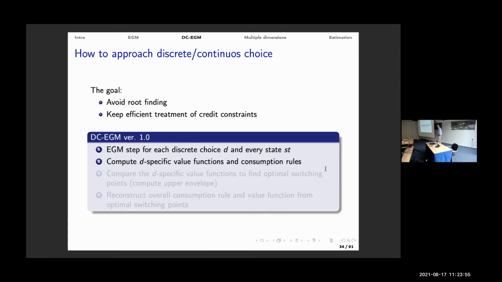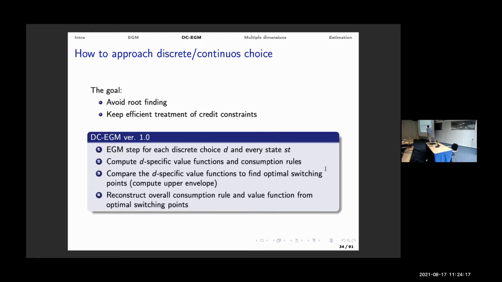This will now be discrete choice specific values. And then we can compare them, right? We can just compare the value functions corresponding to different discrete options. These functions will be basically drawn as functions of wealth through the EGM step. But we still can compare them, and we can find the optimal switching point.